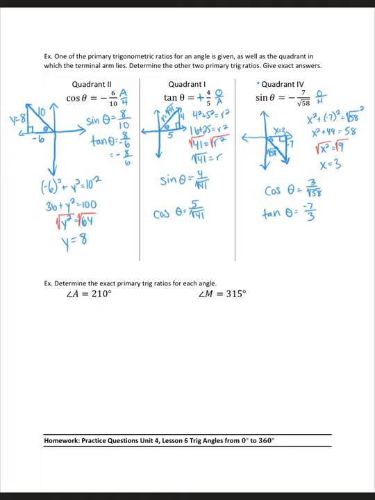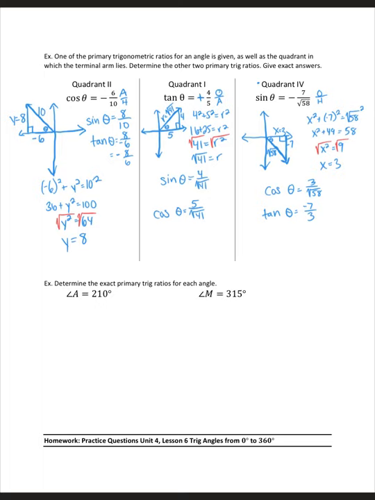And then go through finding your cosine of theta and your tangent of theta. Okay, so now we're gonna look at some special triangles that we've used in other lessons, the last lesson in particular. So if we're given an angle, we should be able to boil that down to one of our special triangles to determine those primary trig ratios.